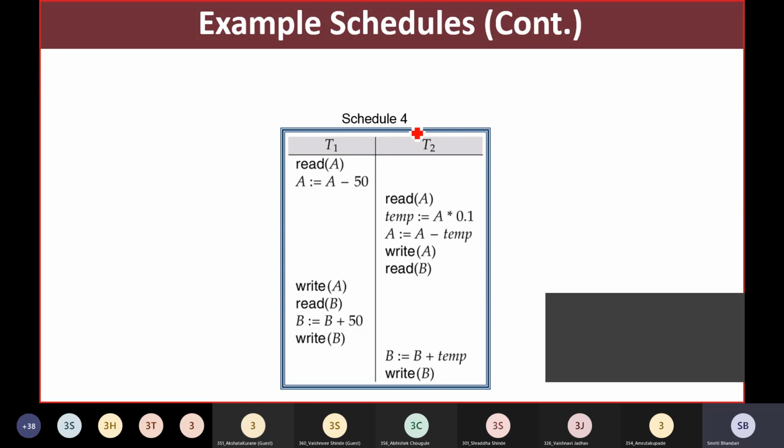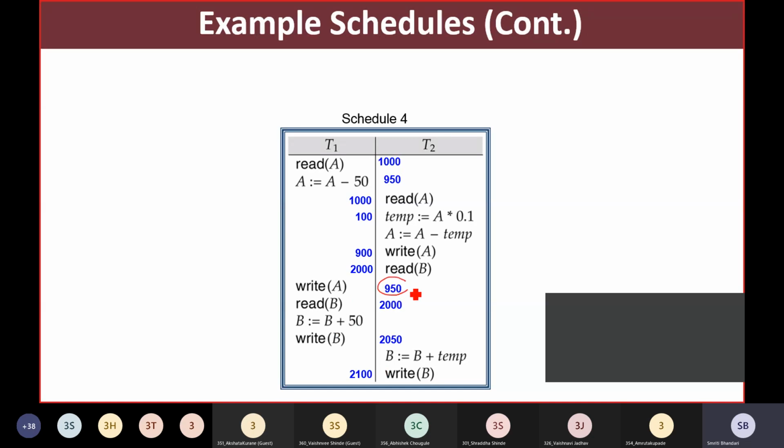Right? But if the scheduler is producing the schedule like this, see this schedule, schedule number 4. So once again, this is the concurrent schedule. Once again, the order of individual instructions in the individual transaction is maintained, right? And there is interleaving of the instructions from T1 and T2. But if we look at this particular schedule and if we go with the computation of the results, what is happening here?